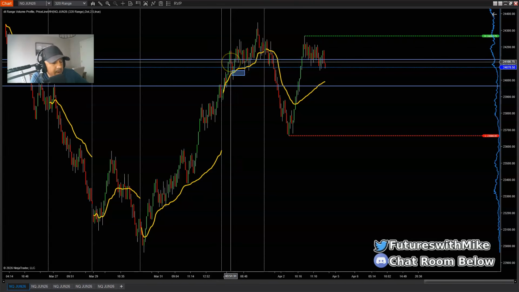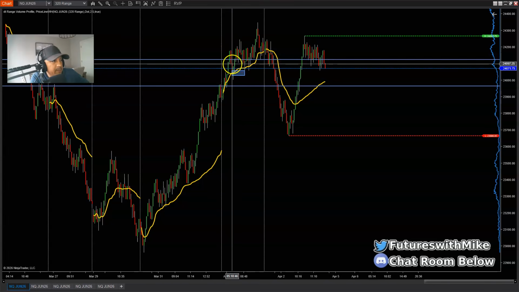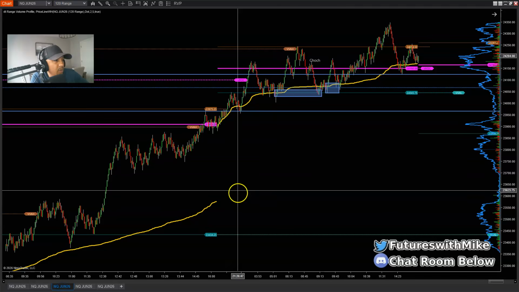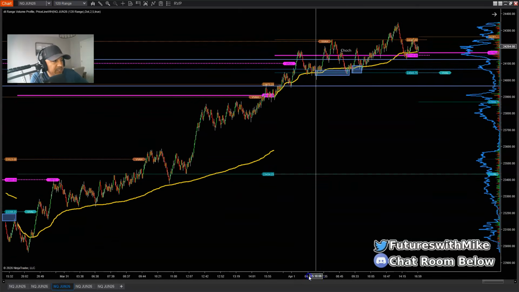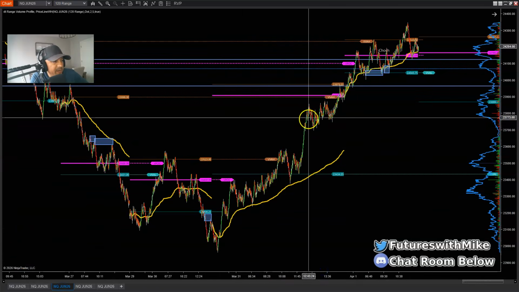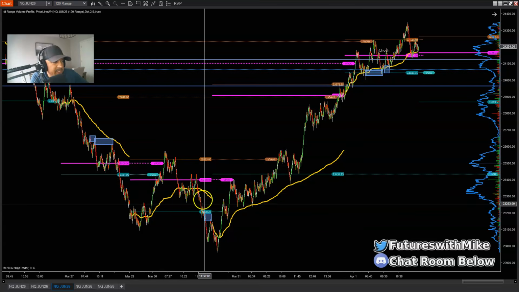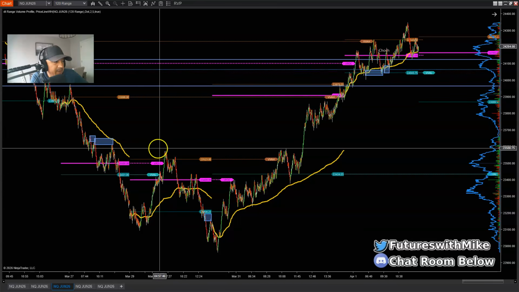I'm sorry, not high probability. This is a low probability setup on the 320 range chart. But if I move down to, say, for example, my 120 chart, you can see the same movement of these higher highs and higher lows being made to the upside. Okay, the reversal took place once the market broke above that area there.